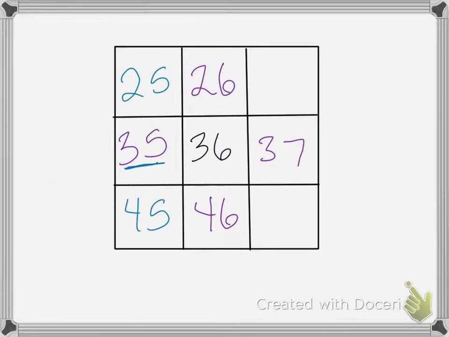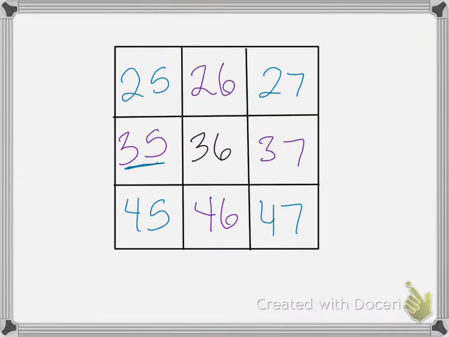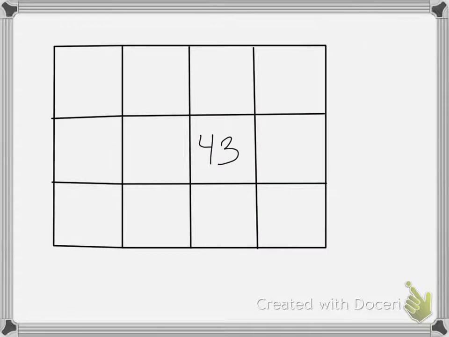Okay, what about 37? So above 37 should be 27, and below should be 47. And I can double check that again. Here's 37, above is 27, below is 47. Okay, so let's do another one. All of the numbers here are missing except for one. So let's find the numbers.